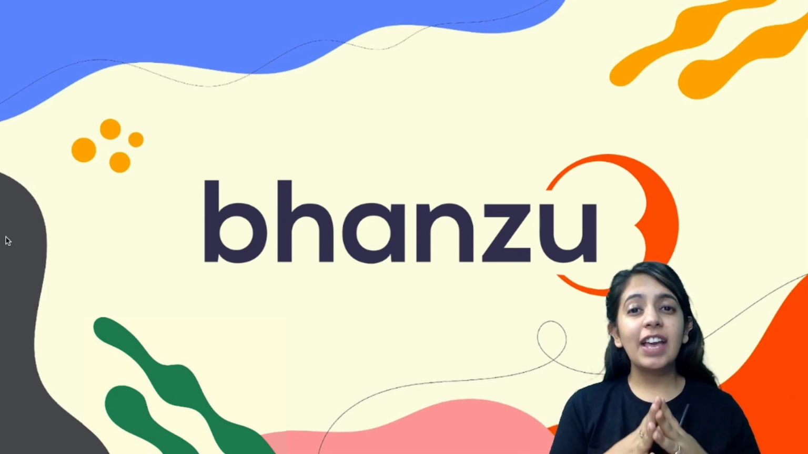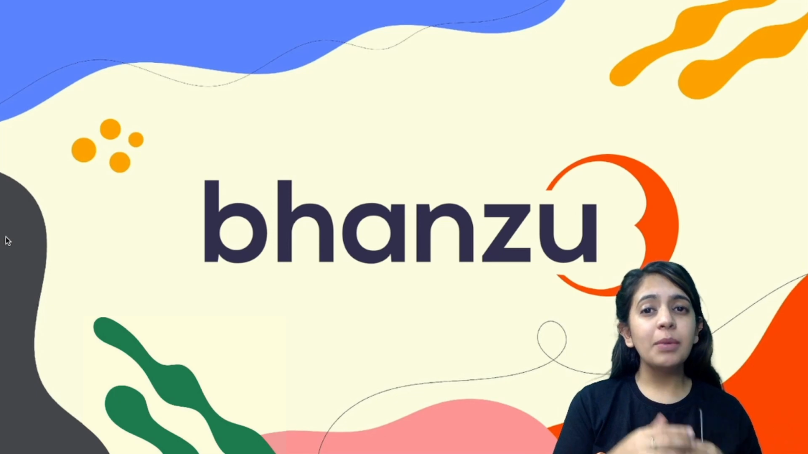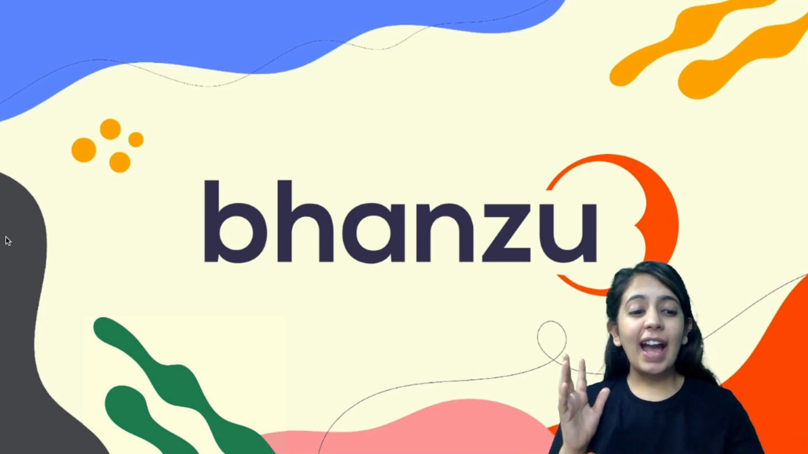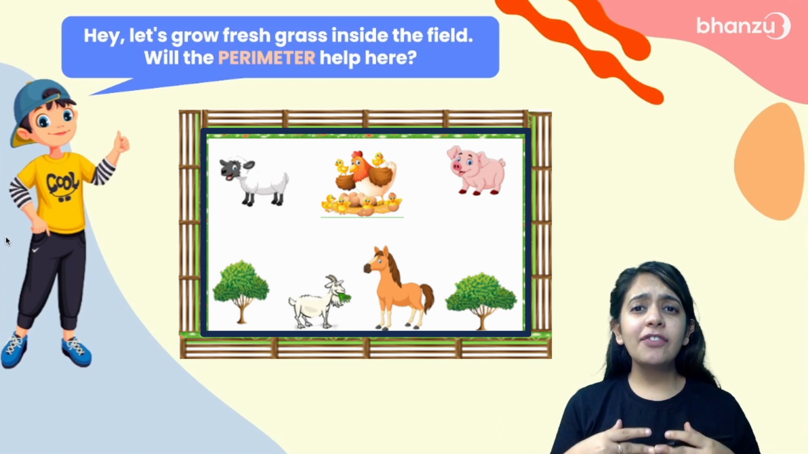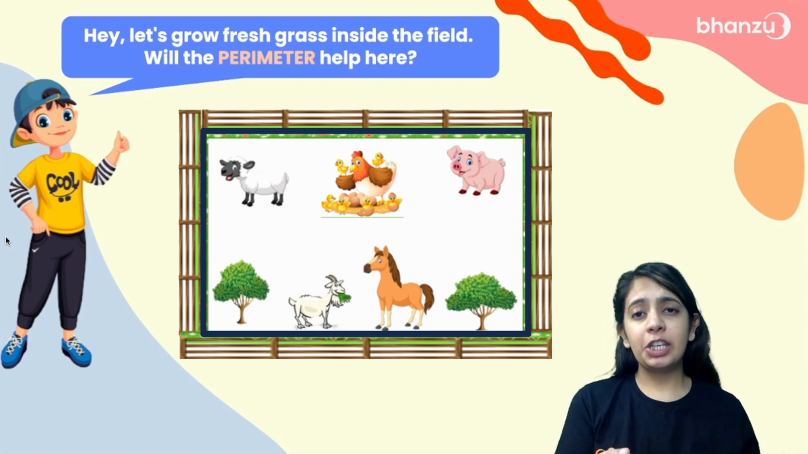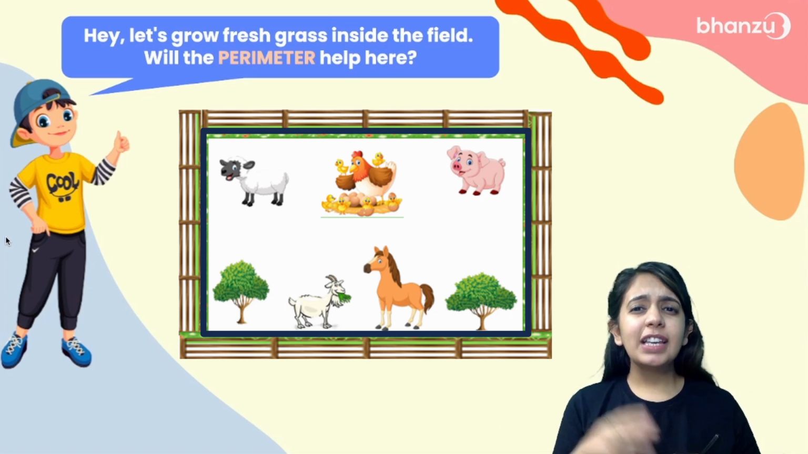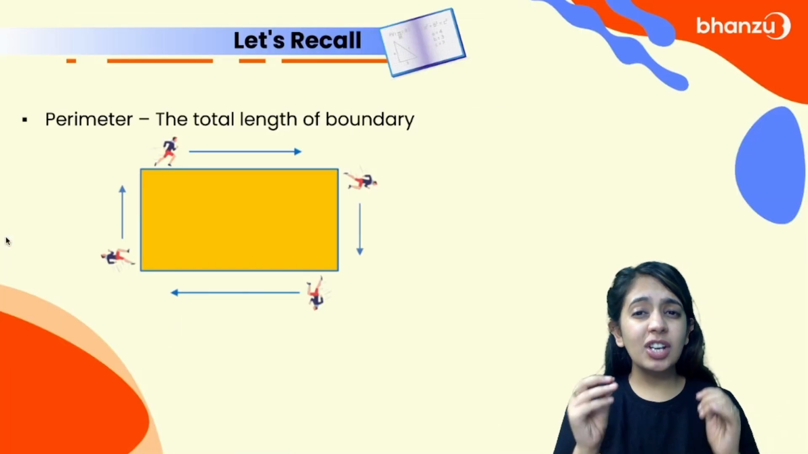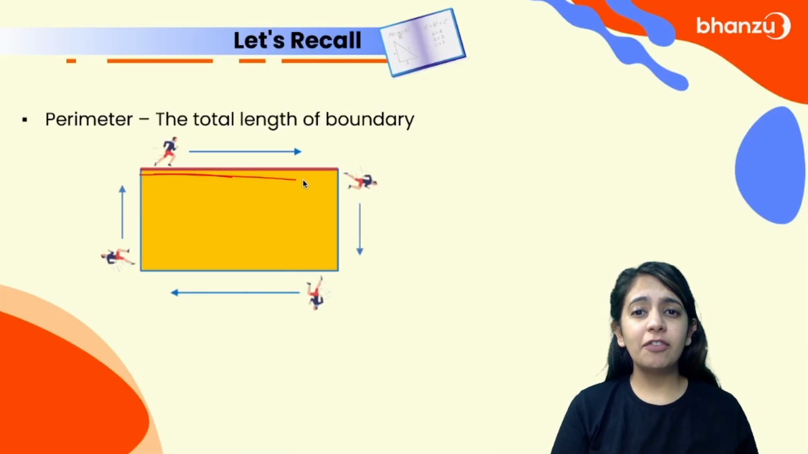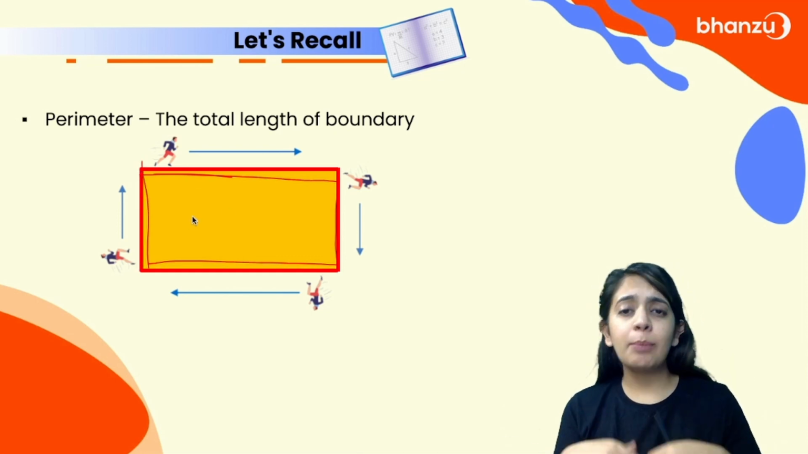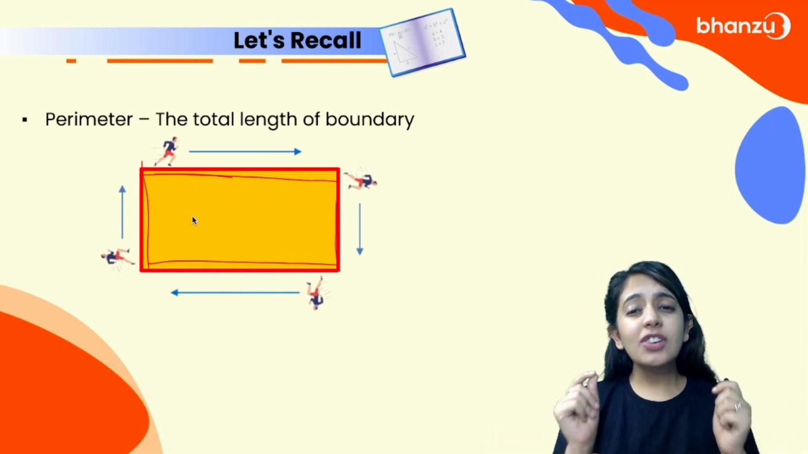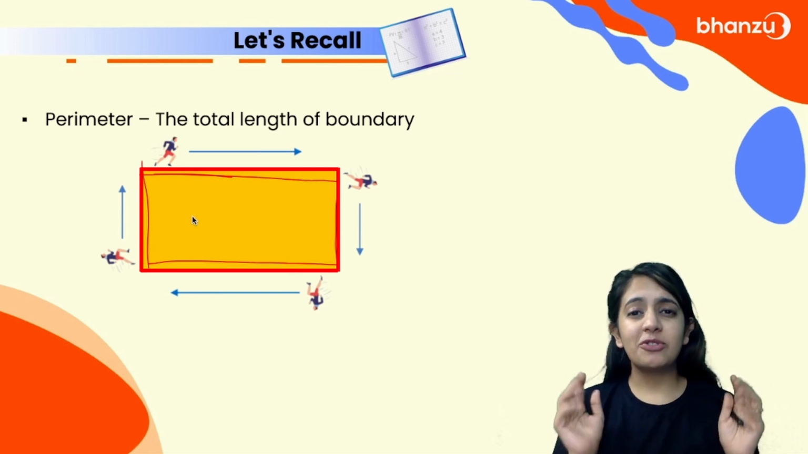In the last class, we helped Jake in managing his farm by fencing it, remember? And in this class, he wants to grow some fresh grass inside his farm. For that, he wonders if he can use perimeter. But if you remember, perimeter just calculates the total length of the boundary, right? It has nothing to do with the inside part or outside part of any shape. It just focuses on the total length of the boundary, that's it.